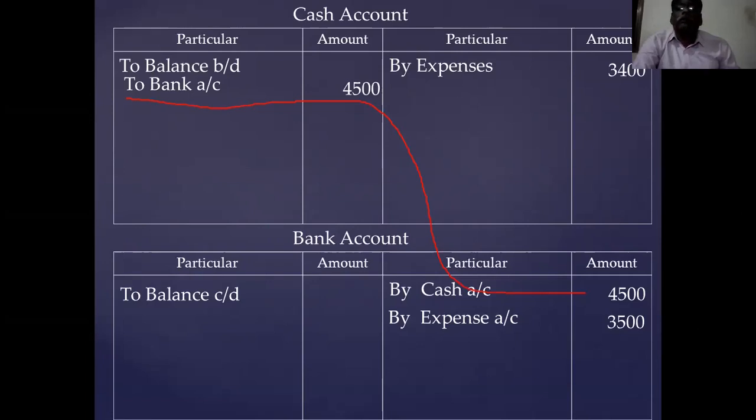Next, cash collected from debtors. Cash is collected from debtors means cash received from debtors. So it goes on the debit side of the cash book, to debtors account.